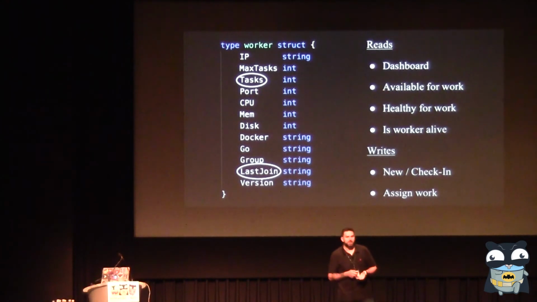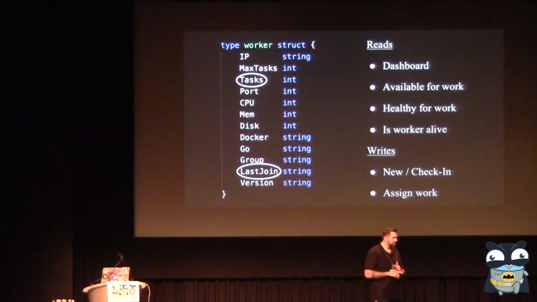And so I have constant reads and writes that I have to be very cautious of. The reads are my dashboard, available work, healthy for work, goroutines, and whether the worker is alive. And then the writes are if it's a new worker node or if it's checked in, and also any assigned work or reserving workload for that particular worker.